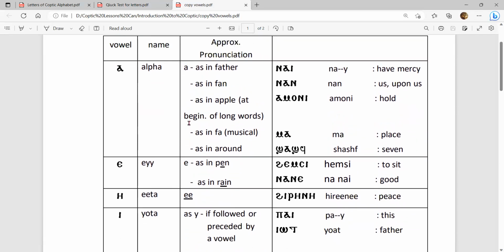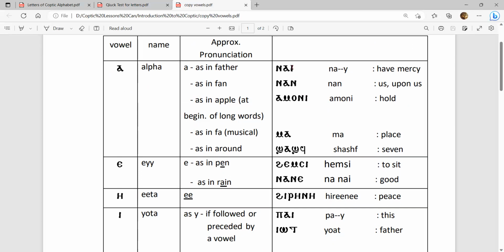Another pronunciation at the beginning of long words: we pronounce it as the A in apple. I have chosen here a word, which is ammonia.